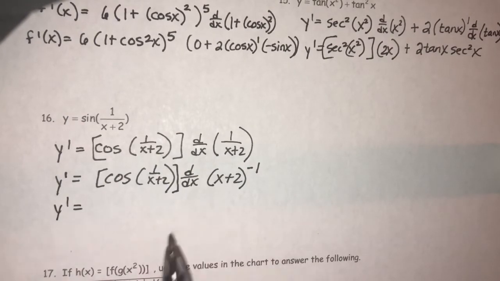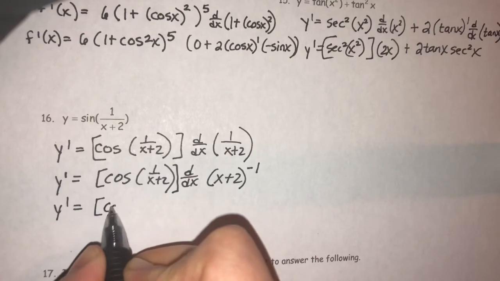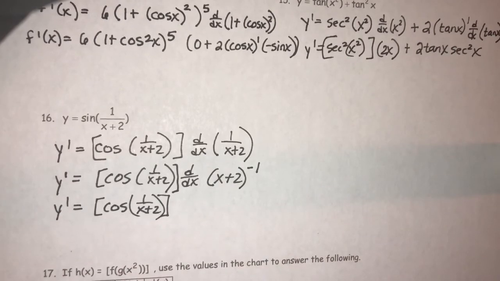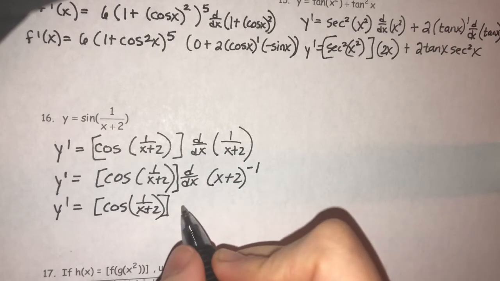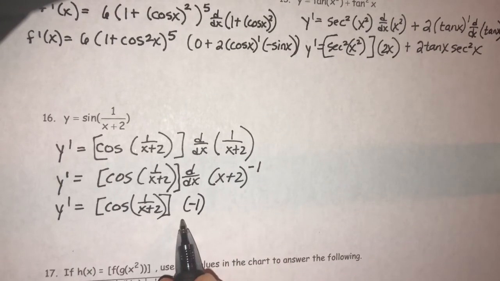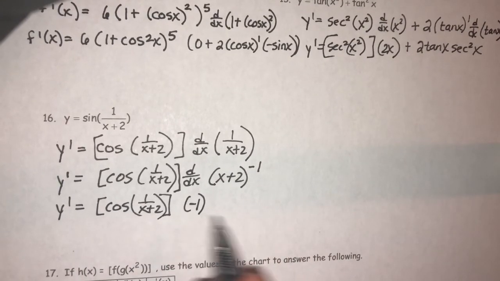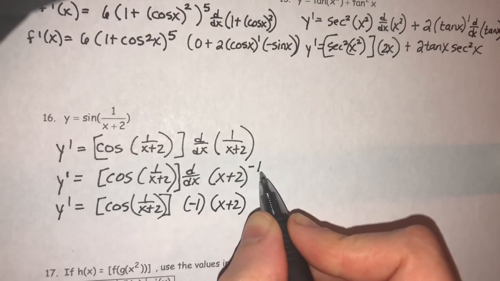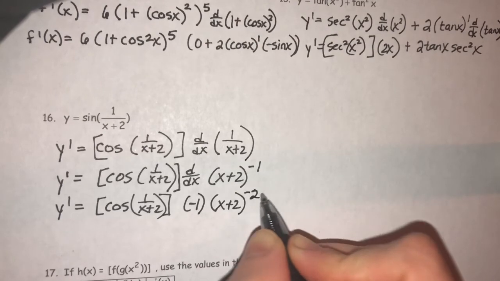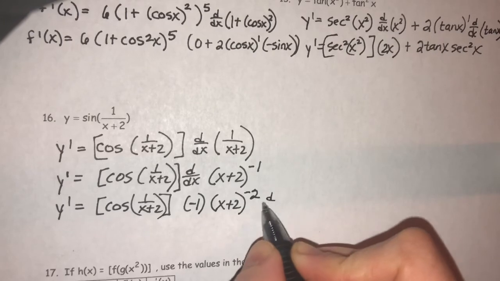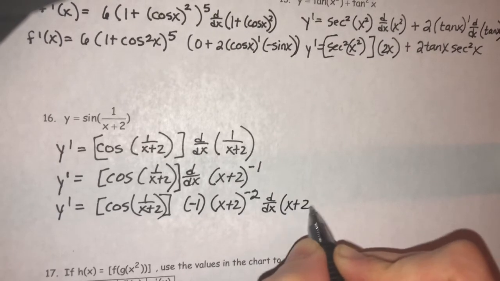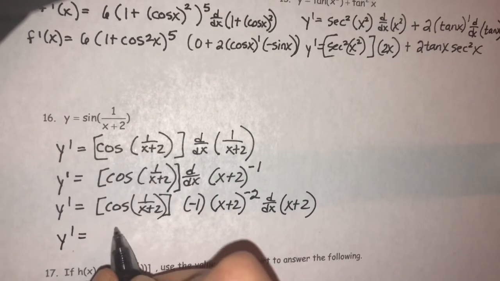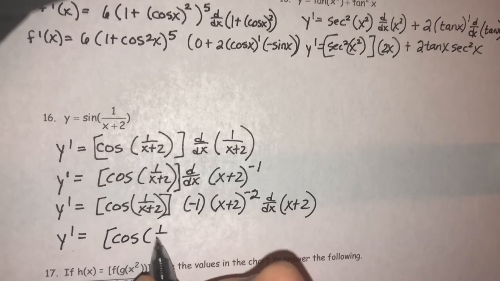All right, y prime equals, we'll do the cosine of 1 over x plus 2. And then to take the derivative of the second part, we'll pull the negative 1 down in front. It's being multiplied. I need it in parentheses because I don't want it to look like it's being subtracted. Times x plus 2 raised to the power of negative 1 minus 1 is negative 2 power. And then times the derivative of the inside function x plus 2. But guess what the derivative of x plus 2 is? Just 1. So it's pretty well done now.